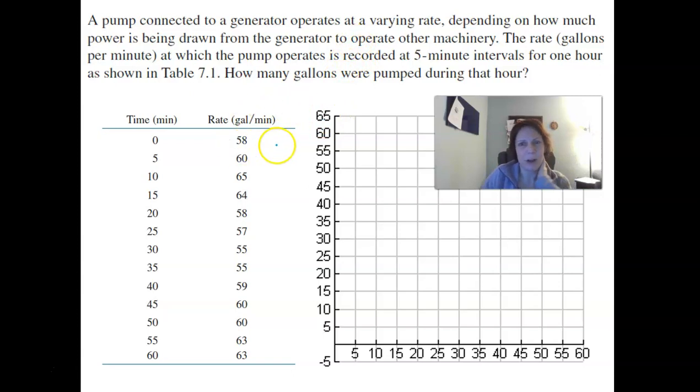Now, this was a problem from the book, so they're not very specific here. They just say how many gallons were pumped during that hour. If this were the AP, they would have to be specific about whether they wanted you to use an RRAM, an LRAM, or maybe trapezoidal. But this is no doubt an approximation problem. No doubt. Okay, so we are going to talk tomorrow about practice with different types of problems like this, these rate questions, because they are very, very popular.